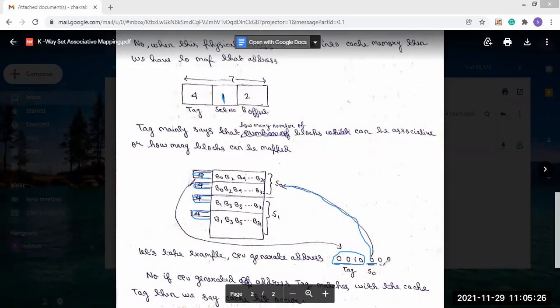Now after that the offset is 00. So that means this 00 means our what?